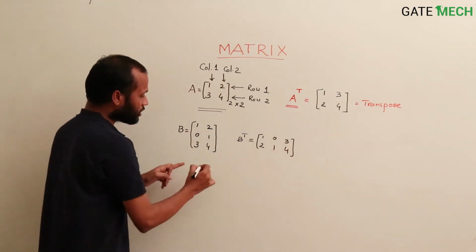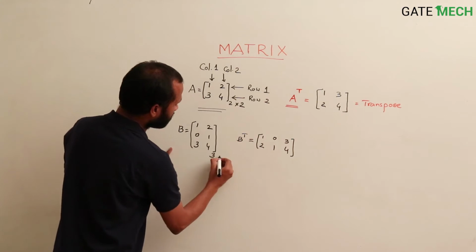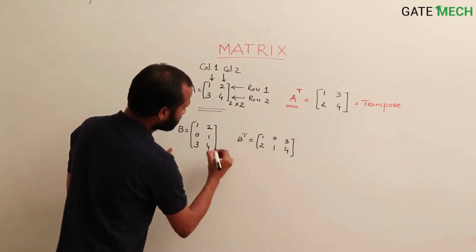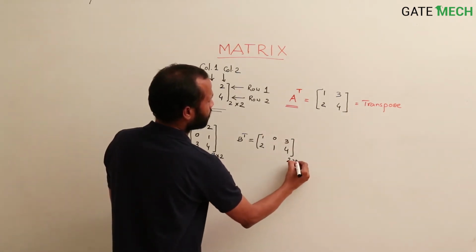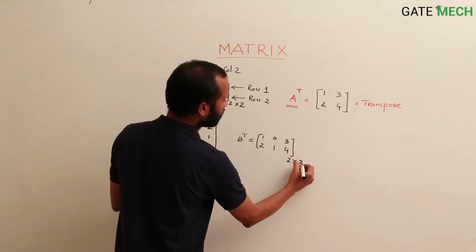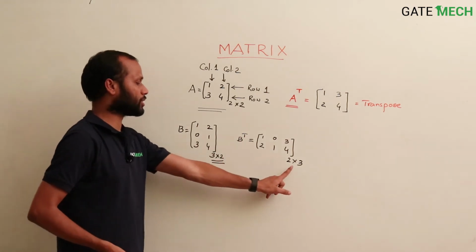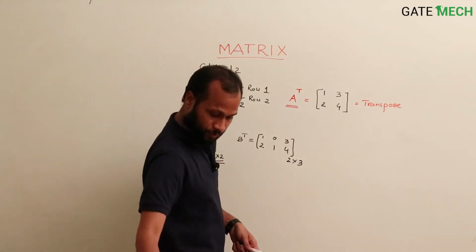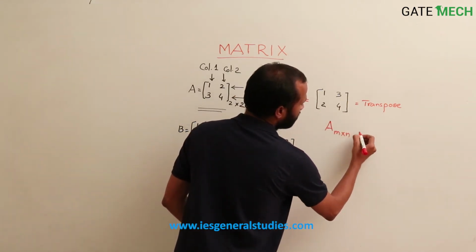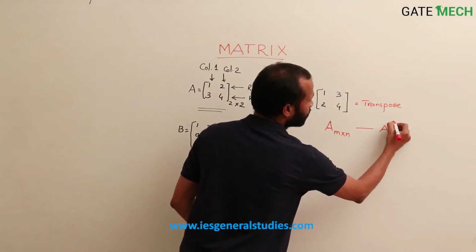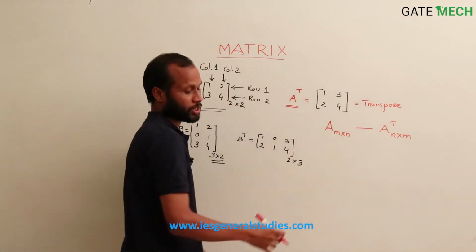What was the size of B? 3 rows by 2 columns. What was the size of B transpose? 2 rows by 3 columns. So if B is of size 3 by 2, B transpose is of size 2 by 3. In general, if A is of size m by n, what would be the size of A transpose? N by m, in reverse, because you are simply interchanging the rows and columns.